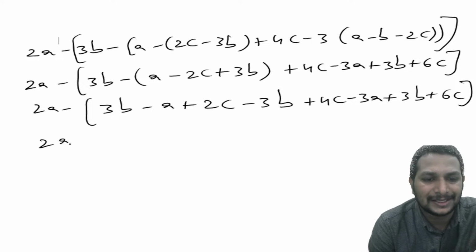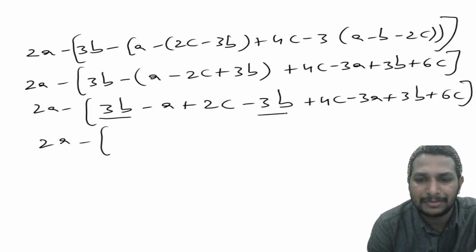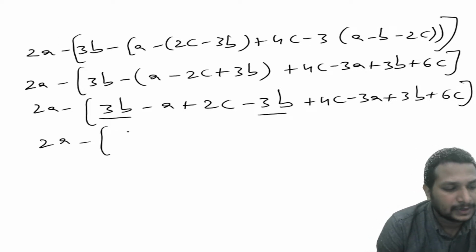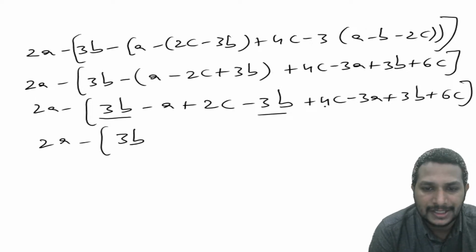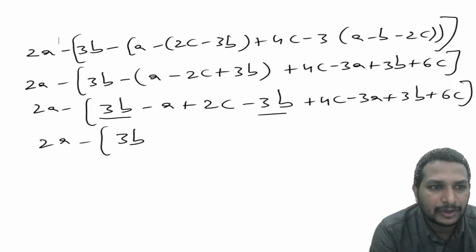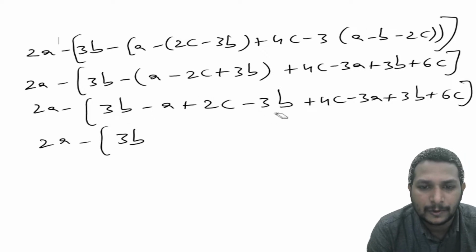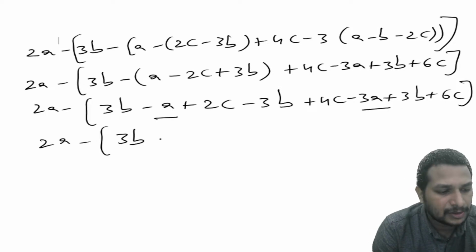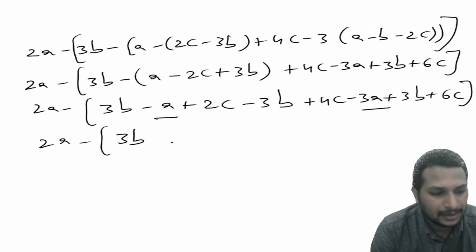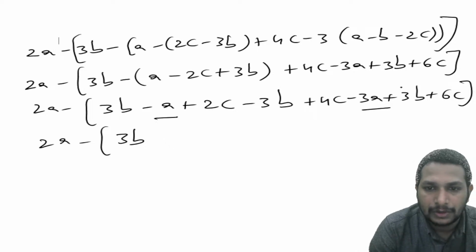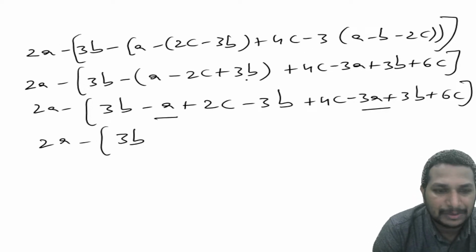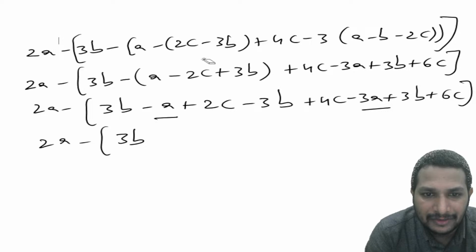If I simplify this clearly, check the like terms. 3b and 3b will be gone, and 3b will be left. Next, coming to the a parts, look at the a terms carefully. Minus a minus 3a, we get minus 3a. Getting this, minus 2c plus 3b plus 4c. The question gave the brackets in this way.